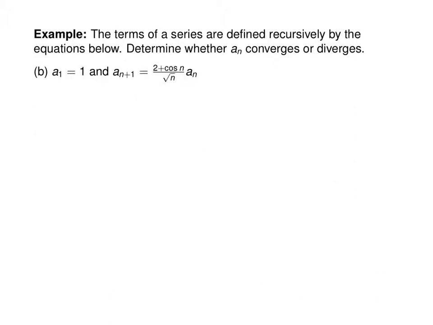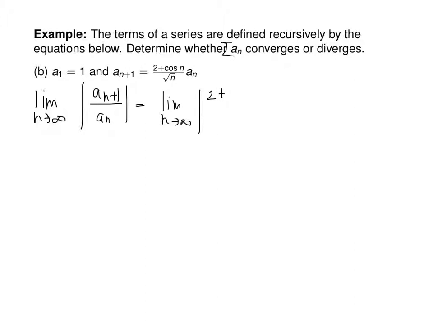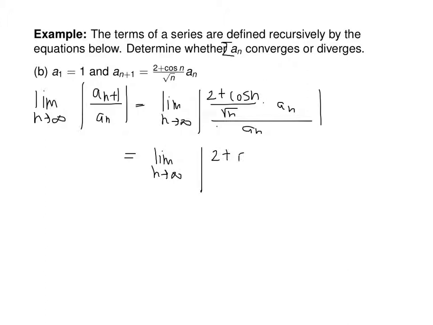And here's another one of those examples. So once again, we're going to try the ratio test. So a n plus 1 over a n. So the limit as n goes to infinity of 2 plus cosine of n over root n multiplied by a sub n and then divided by a sub n. So that's the limit as n goes to infinity of the absolute value of 2 plus cosine of n over root n.